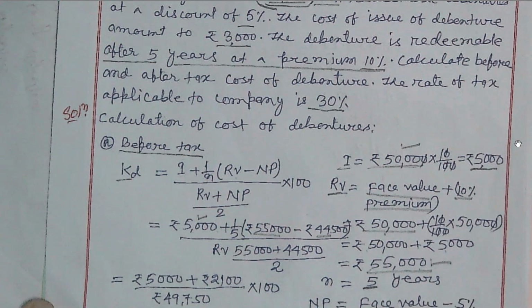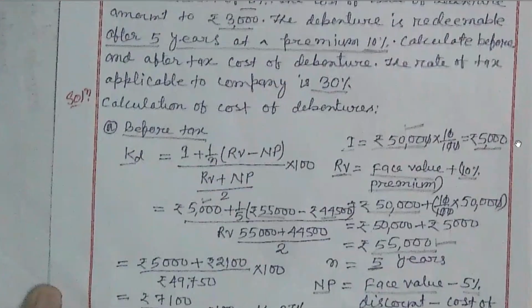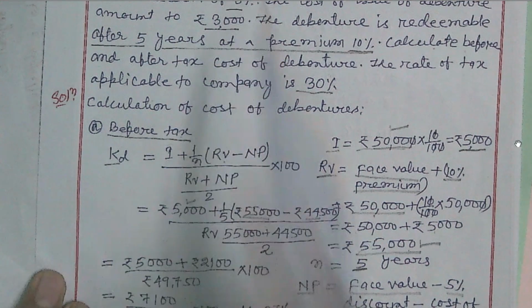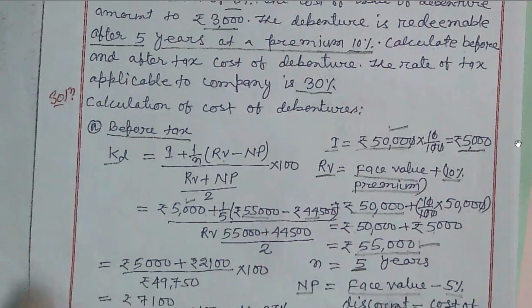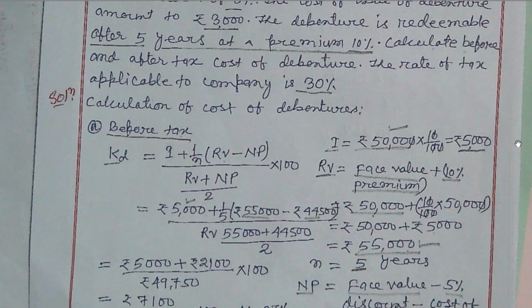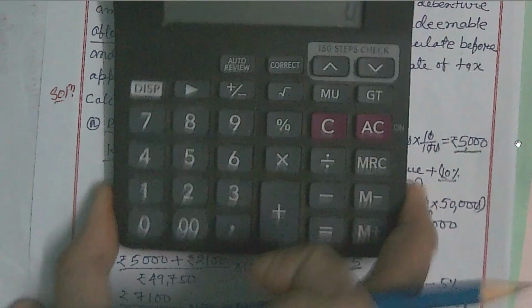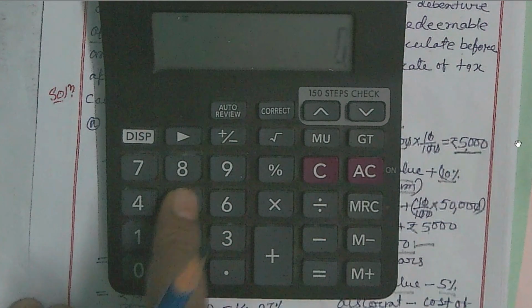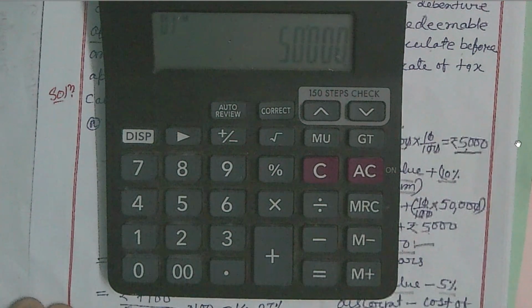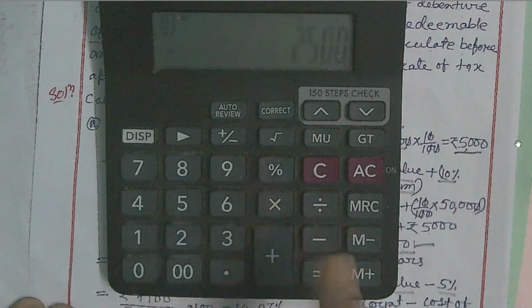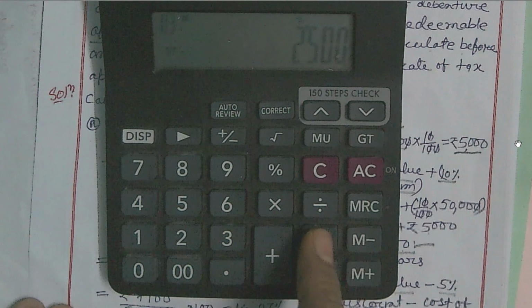So the face value is 50,000, and the 5% discount of 50,000 is 2,500. So that is the discount amount coming. In the next page it is calculated. Now you see here I am deducting from here. I will show you in the calculator. So the face value of debenture is 50,000. 5% of this, so 2,500. So minus it.